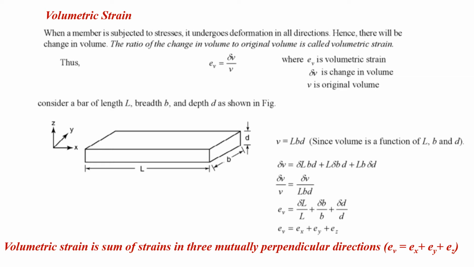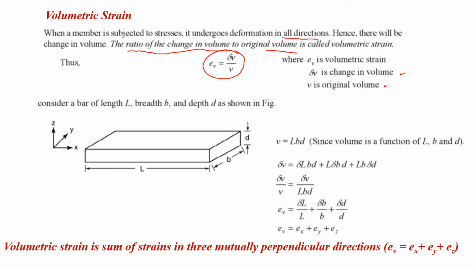Now comes volumetric strain. When a member is subjected to stresses, it undergoes deformation in all the directions. Then, as the name indicates, the volumetric strain is the ratio of change in volume to the original volume. That is, volumetric strain is given by delta V by V, where delta V is the change in volume and V is the original volume.